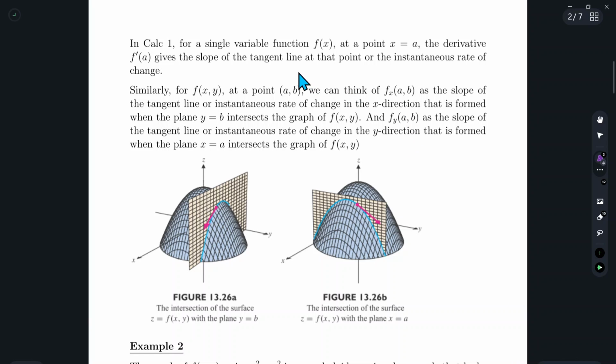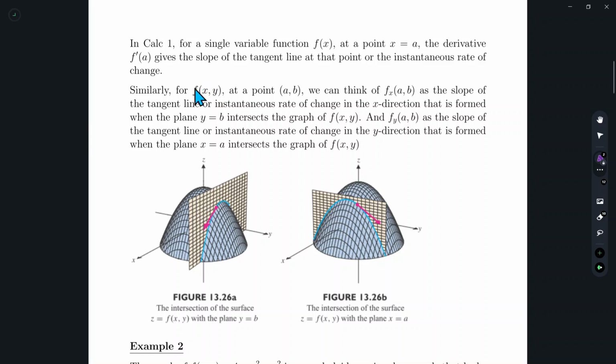Okay, so here we take a look at how to interpret the partial derivatives with respect to x and y in terms of the graph of the function. If you remember back in Calc 1, for a single variable function, the derivative gives you the slope of the tangent line or the instantaneous rate of change at a specific point on the graph.